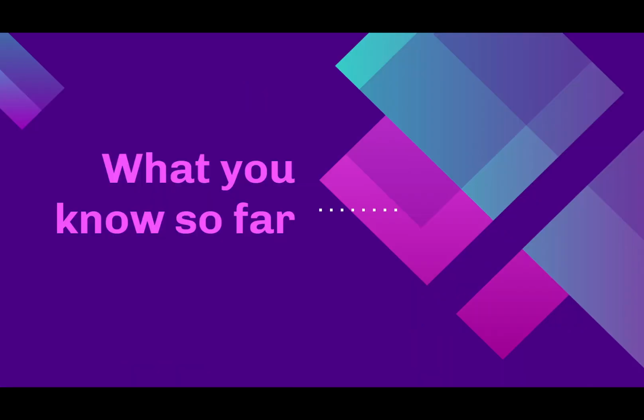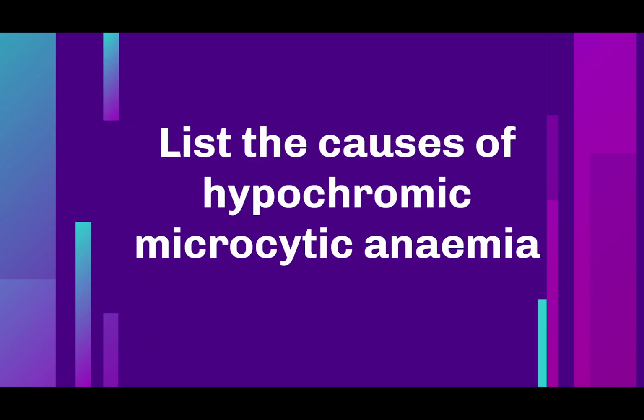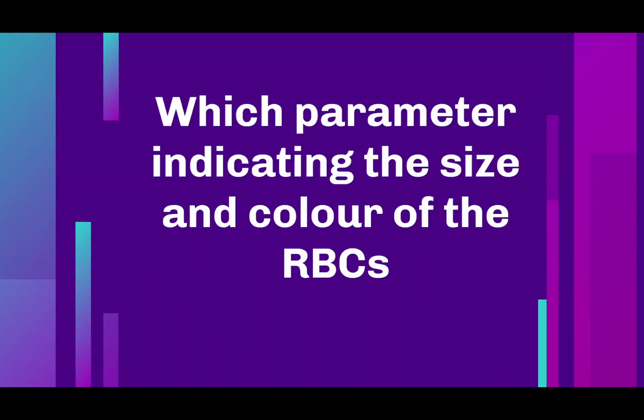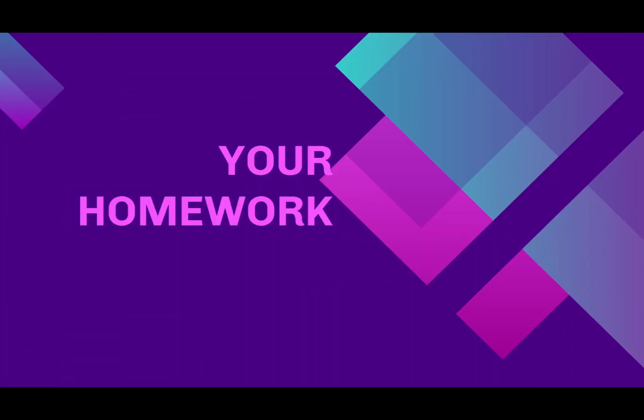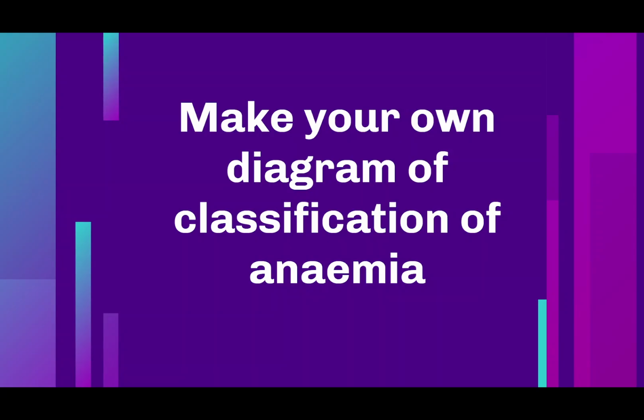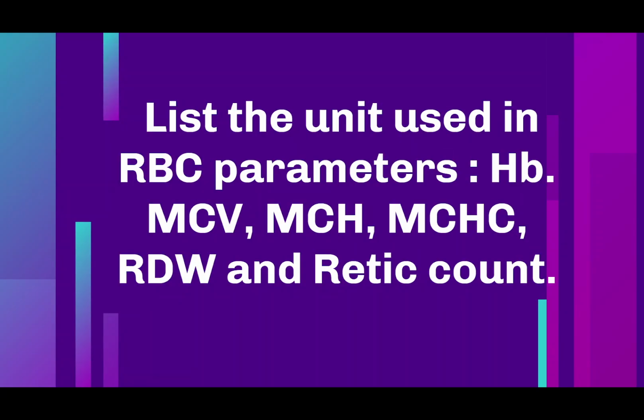So what do you know so far? Take a piece of paper and ask yourself this question: list the causes of hypochromic microcytic anemia. You can pause this video and try to recall whatever you have learned before. And which parameter indicates the size and color of the RBCs? Your homework is to make your own diagram of the classification of anemia and list the units used in RBC parameters, which are HB, MCV, MCH, MCHC, RDW, and retic count. We will discuss this during the class.